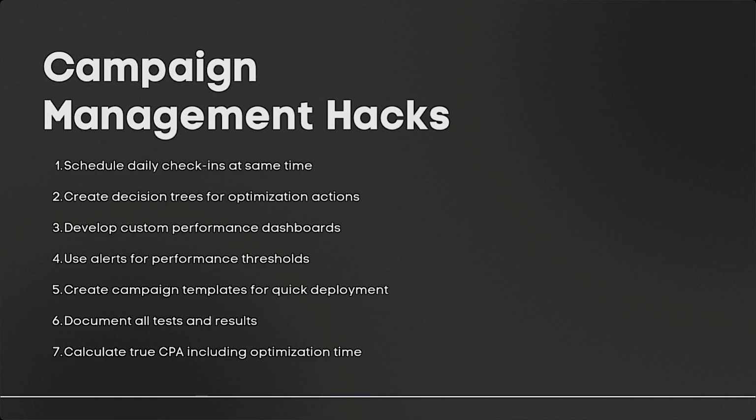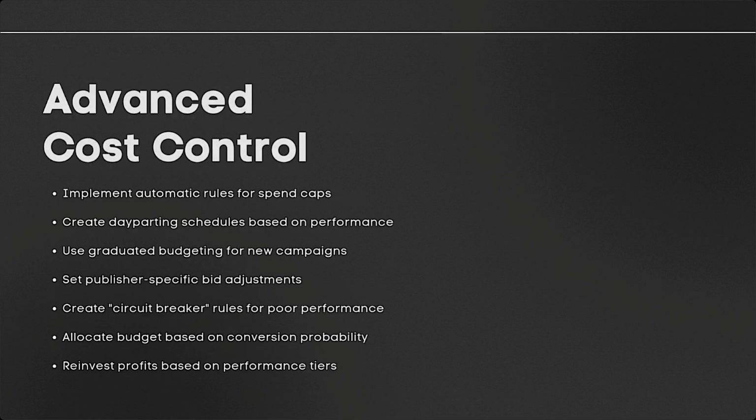Create campaign templates for quick deployment when you find winning formulas. Diligently document all tests and results to build your own optimization playbook over time. And calculate your true CPA, including the value of optimization time spent, not just ad spend, to accurately measure profitability. Finally, let's look at advanced cost control techniques to protect your ROI.